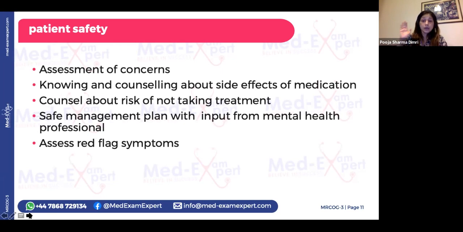So you say that she should not stop on her own without discussion with the perinatal mental health specialist, because stopping the medication can cause more harm than benefit. Okay. Safe management plan, and then it includes the mental health team and assessing the red flag symptoms.